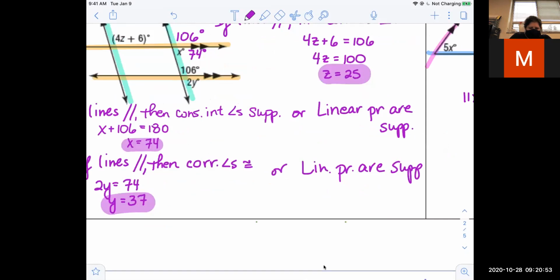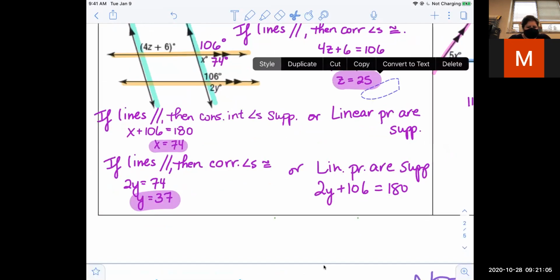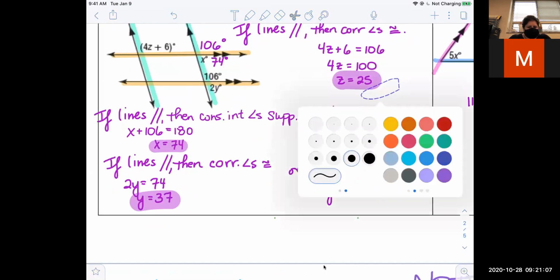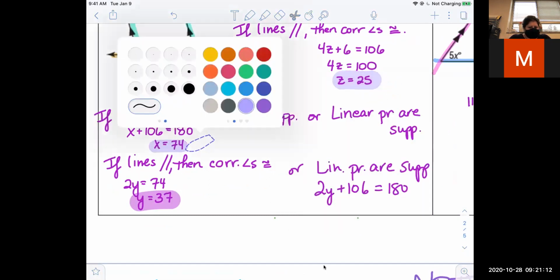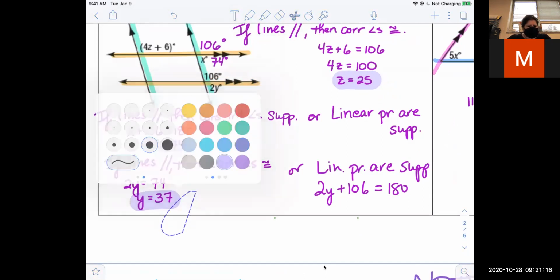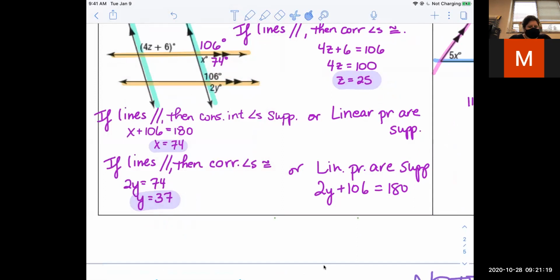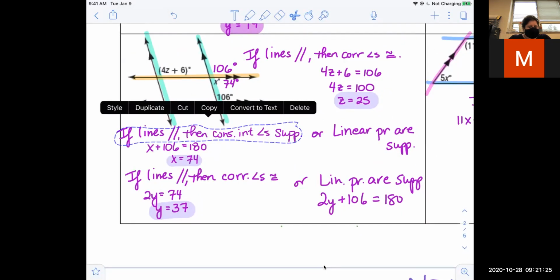Okay, so you could just do 2y plus 106 equals 180. It'll give you the same thing. Obviously, if you subtract 106 on both sides, you'll get that 74. Questions on this one? And again, the statement of the theorem is part of your solution, part of your answer. So you need to make sure that you're writing that.